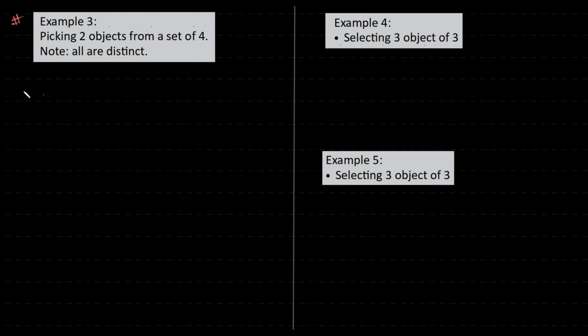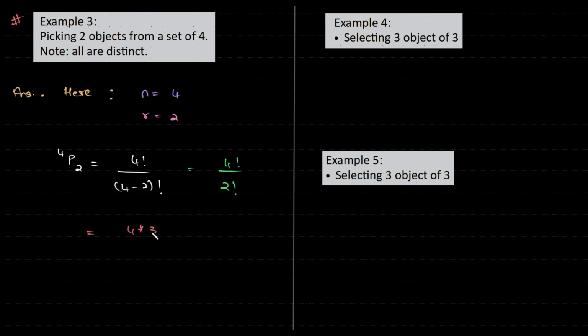Right? So let's look at this. So here we have n is equal to, not 6, sorry, 4. We are selecting 2. So we're going to end up with 4P2 as your formula. So 4 factorial divided by (4 minus 2) factorial. So this would be 4 factorial divided by 2 factorial. And this is nothing but 4 into 3 into 2 factorial divided by 2 factorial. So 2 factorial will get cancelled. And so we have 12.